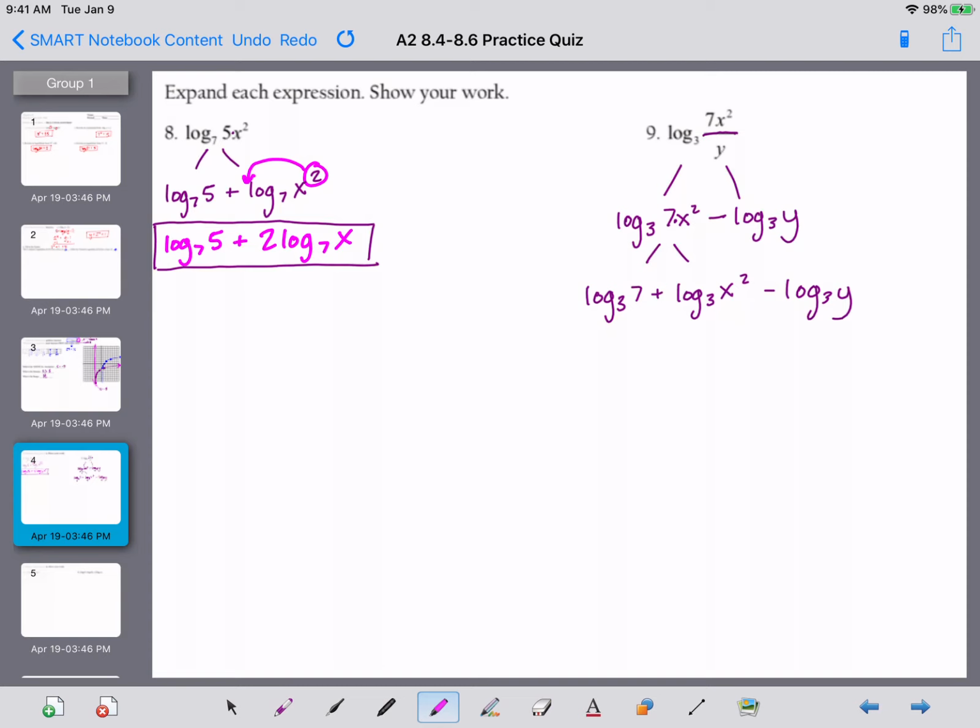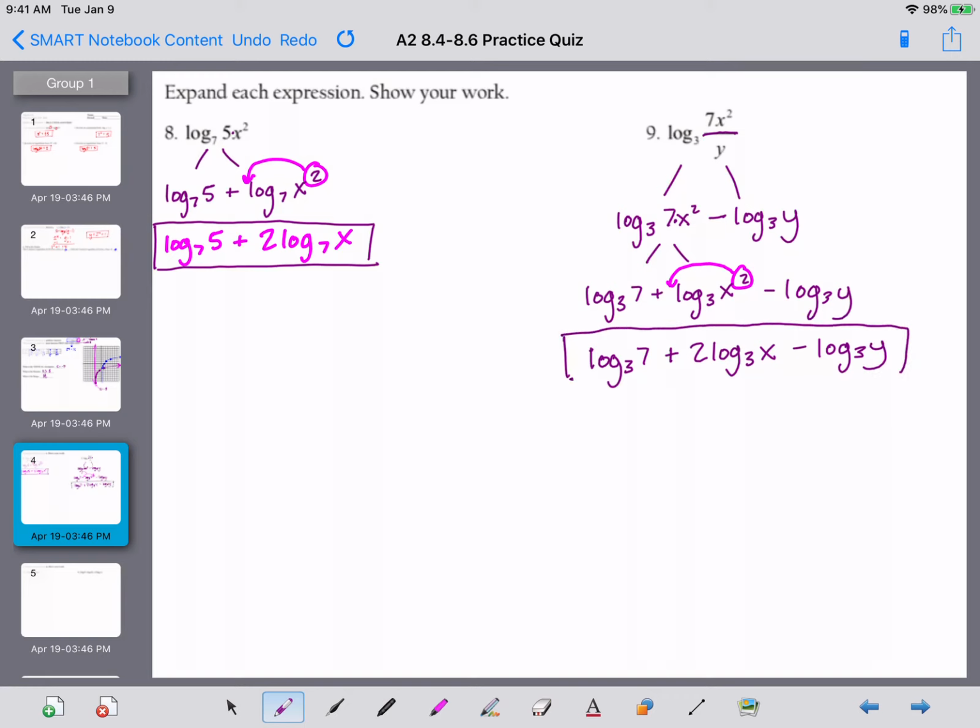And then lastly, our exponent can come down in front of that middle log. So our final answer is going to be log base 3 of 7 plus 2 log base 3 of x minus log base 3 of y. And the first log just has a 7 after it, next one just an x, and the next one just a y, so that is as expanded as it can get.